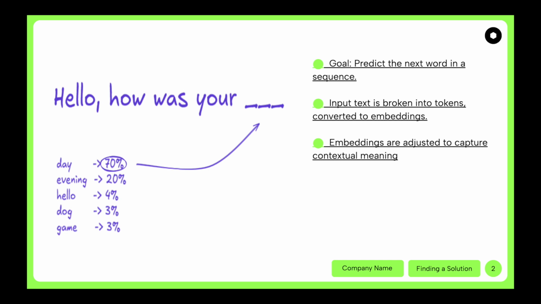For example, I have this little example that I made. Let's say we input "Hello, how was your?" and then we ask the transformer to come up with the next word. It'll give us a distribution of probabilities of the next word. It does all of this internally, but for example, it'll say that day is 70% likely to come next, evening 20%, hello 4%, dog 3%, and game 3%. Like I said, I made this up. And since day is 70% likely, it'll choose that and fill it in.